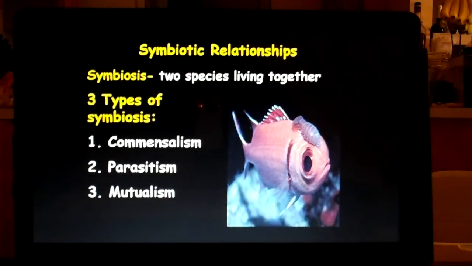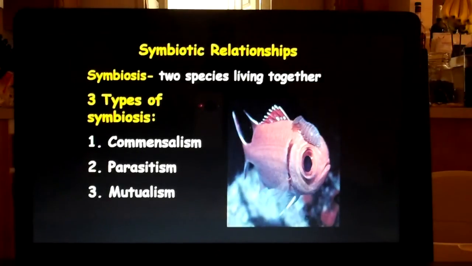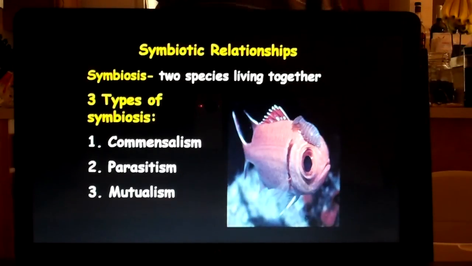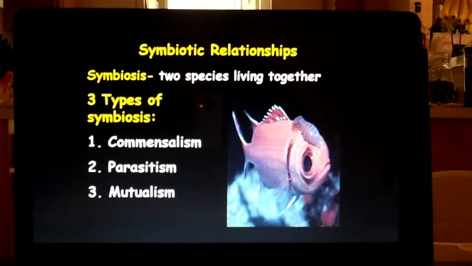Okay, symbiotic relationships. Symbiosis is two species living together. We have three types of symbiosis. We have commensalism, parasitism, and mutualism. I'll say that one more time in case you did not get that. We have three types of symbiosis. We have commensalism, parasitism, and mutualism.